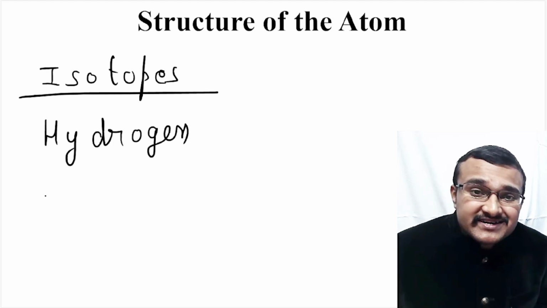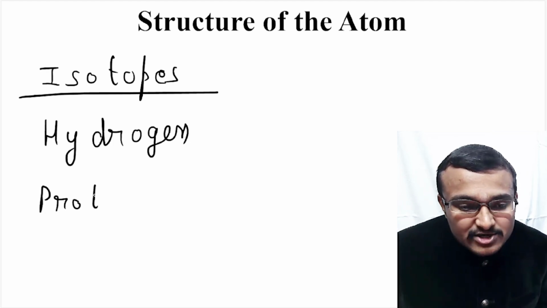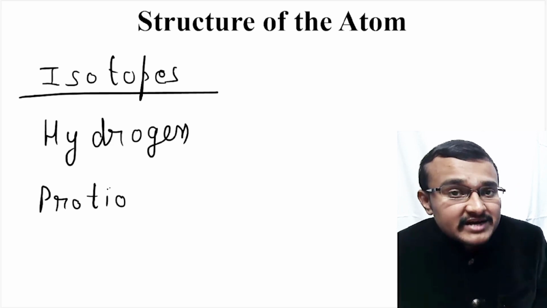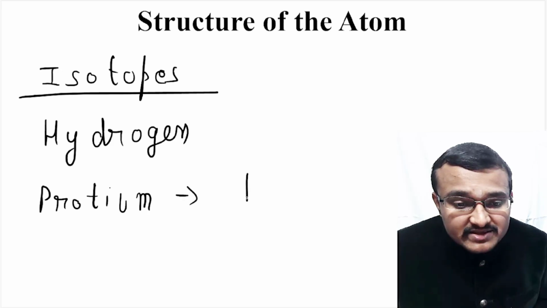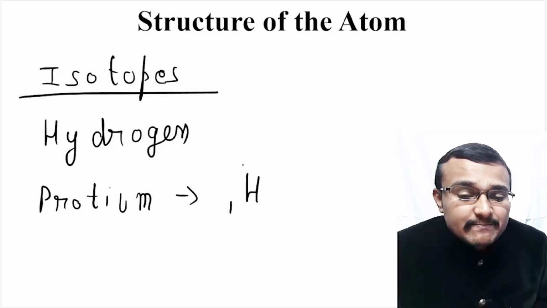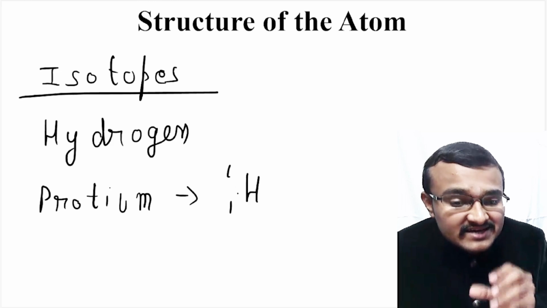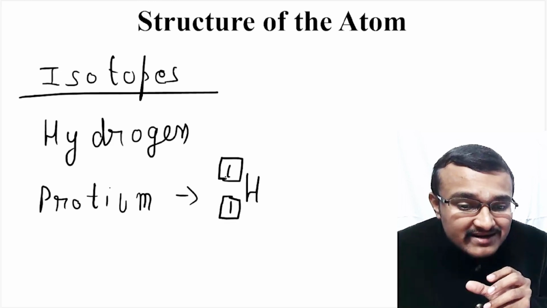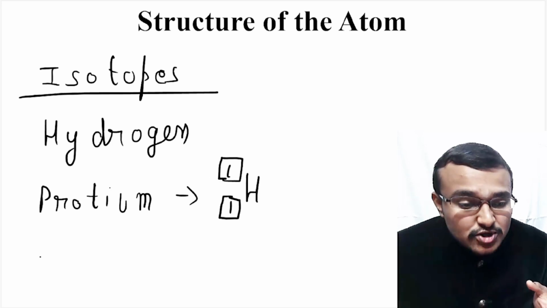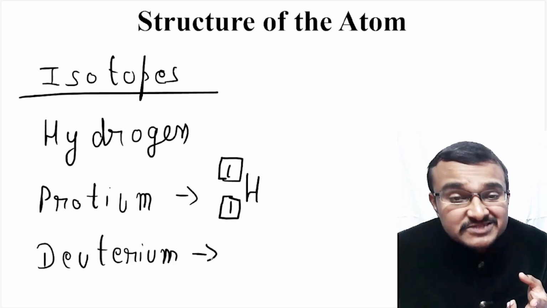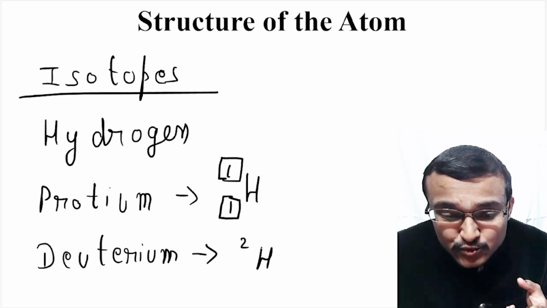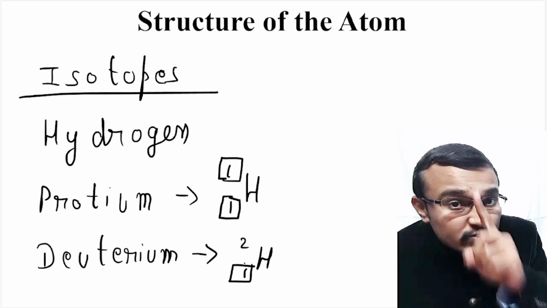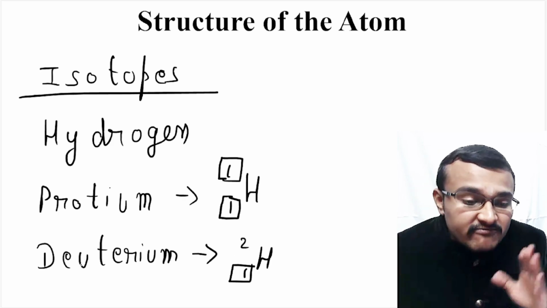Protium is the normal hydrogen element, which is abundant, in more percentage compared to the other two, deuterium and tritium. Protium has atomic number 1 and mass number 1. Here the atomic number is fixed, but the mass number varies. Deuterium has 2 as its atomic mass number, but the atomic number is fixed. That is, 1 electron and 1 proton are fixed for all isotopes of hydrogen.